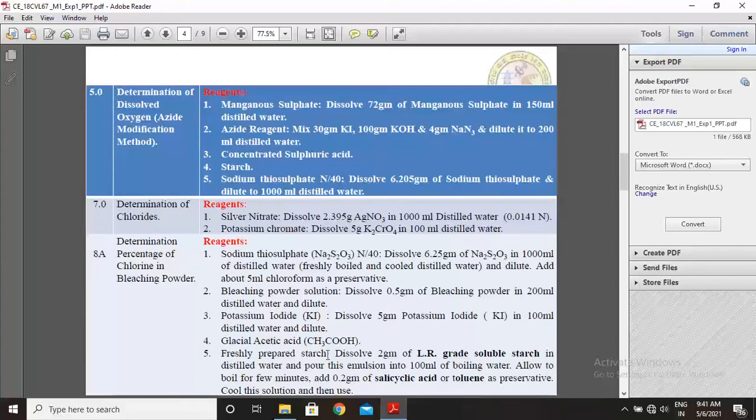Next, freshly prepared starch. This is the procedure to prepare freshly prepared starch. Dissolve 2 gram of LR grade soluble starch in distilled water and pour this emulsion into 100 ml of boiling water. Allow to boil for a few minutes. Add 0.2 gram of salicylic acid or toluene as preservative. Cool this solution and then use. Now this becomes freshly prepared starch.